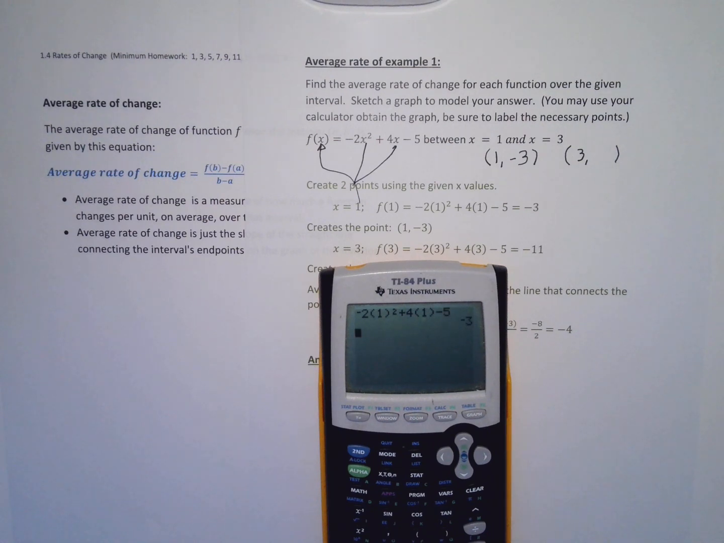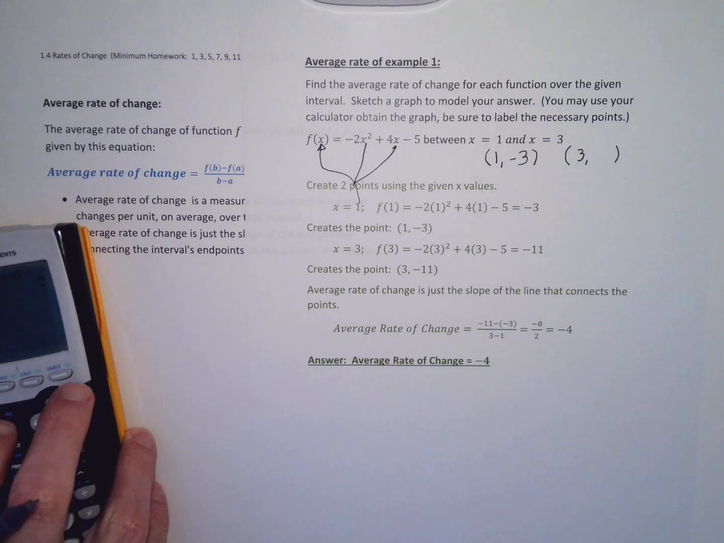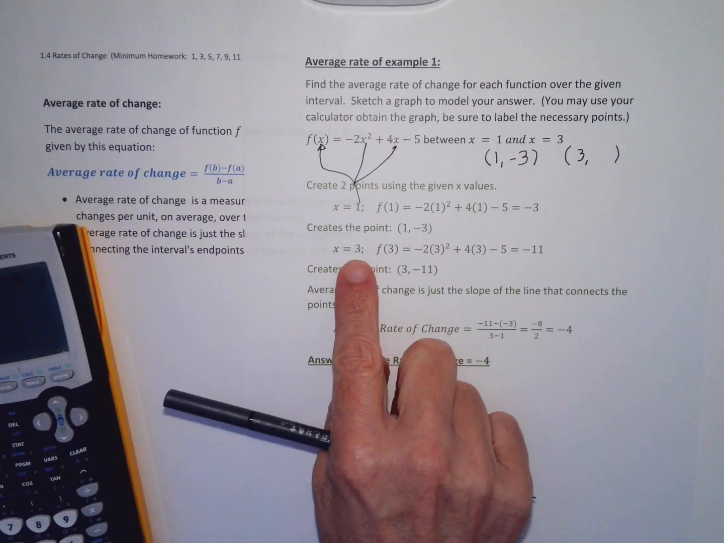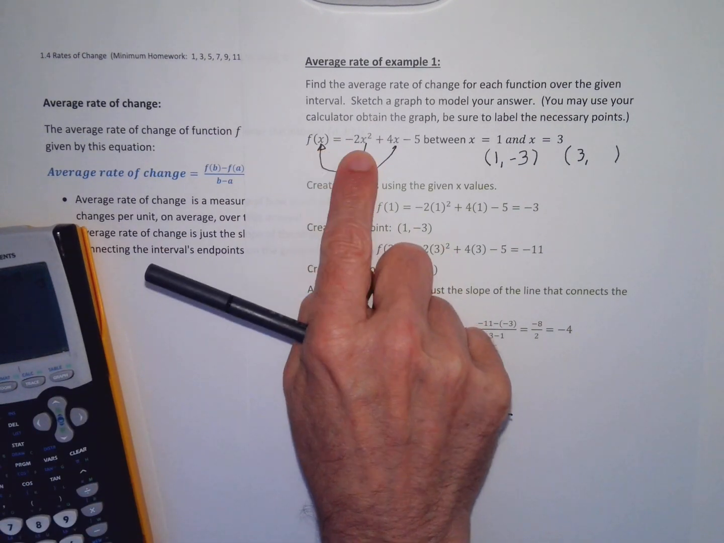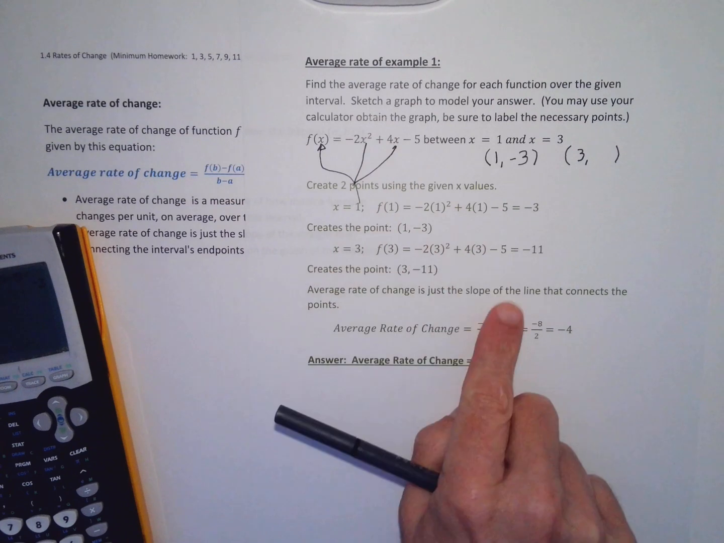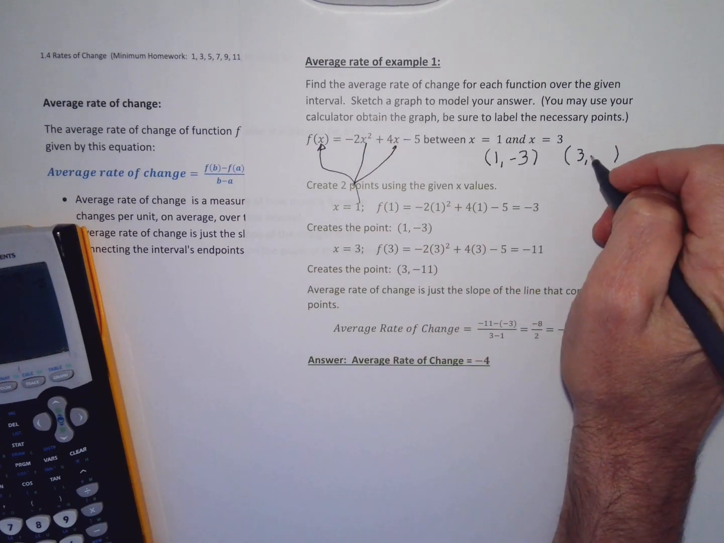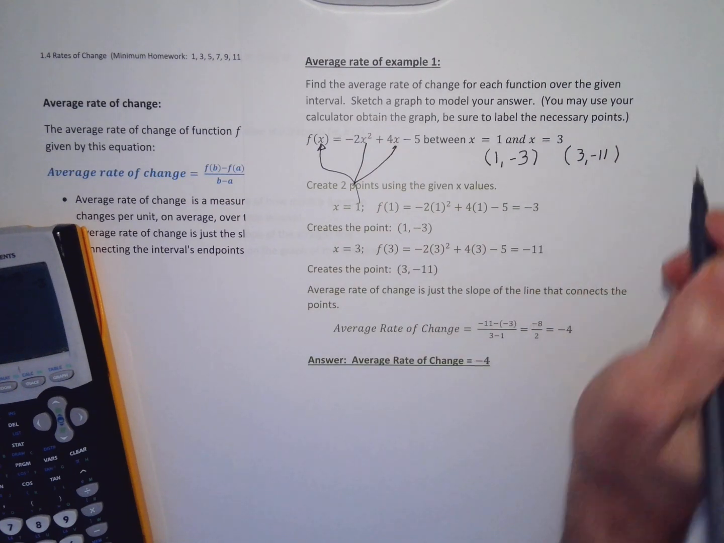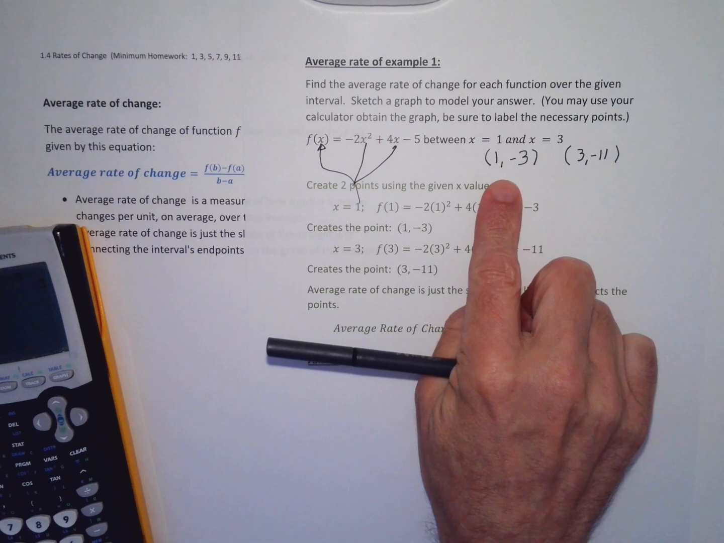And I'd get that negative 3. So that's all I did, I just pressed buttons on my calculator, which I don't care to show here. When I plug 3 in, changing that x, and that x to 3, and do the algebra, I get negative 11. So I'm trying to find the average rate of change between the point (1, -3) and the point (3, -11).